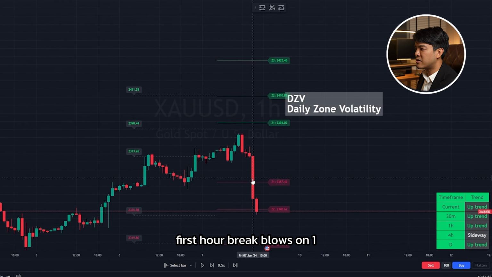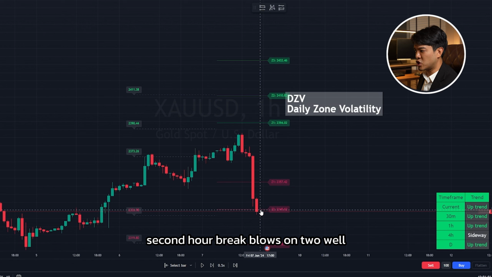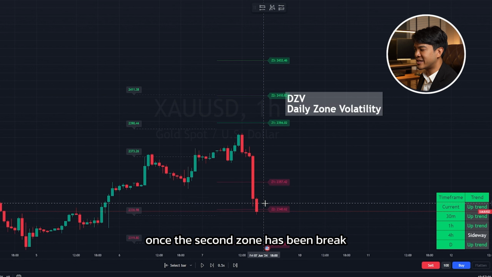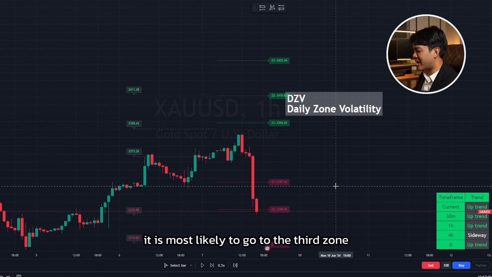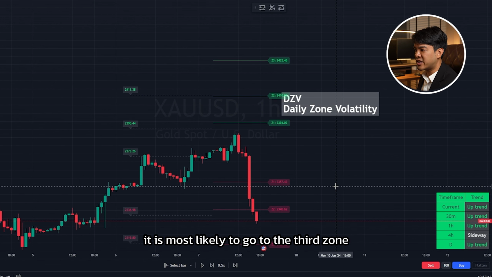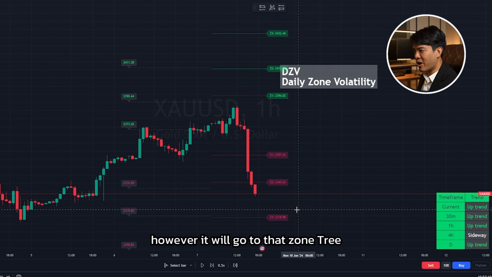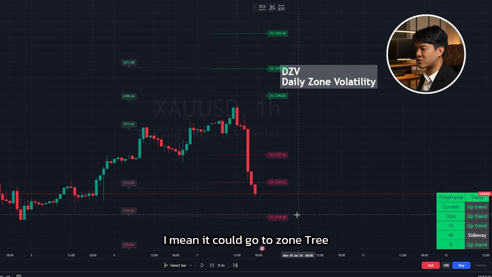First hour, break below zone 1. Second hour, break below zone 2. Well, you really had to be aware that once the second zone has been break and it doesn't reversal on the third candle here, it is most likely to go to the third zone. It's unlikely because it's less than 10% of the time. However, it will go through that zone 3 because it is one of the most rare occasions. I mean, it could go to zone 3.